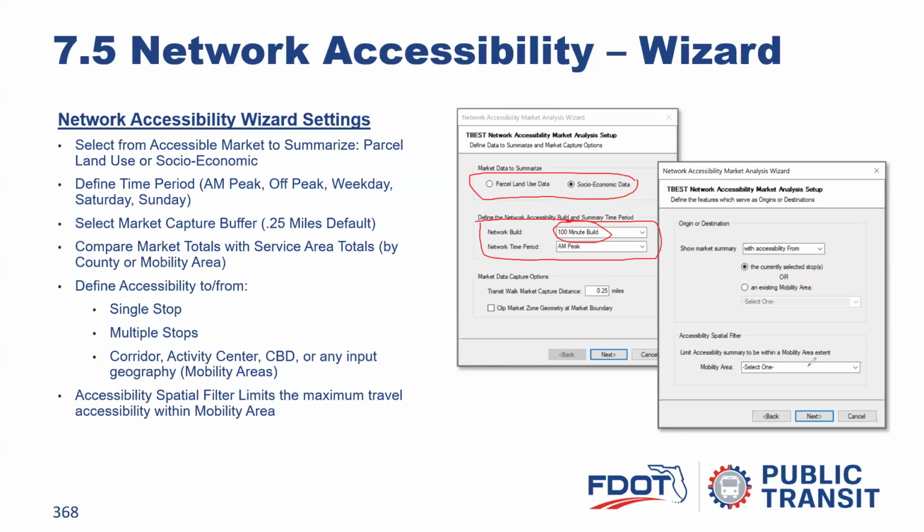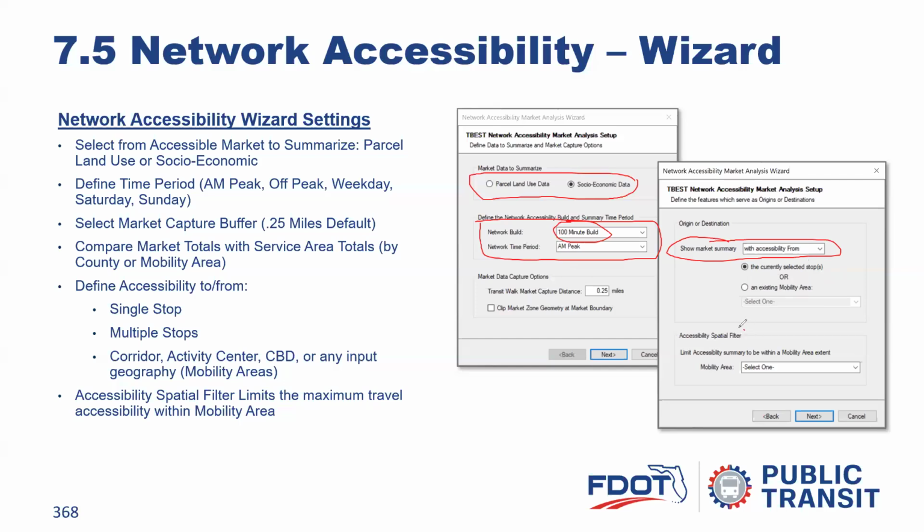Okay, so a couple things here. We can also set up the origin or destination. So you can show the market summary with accessibility from or with accessibility to the currently selected stops or an existing mobility area. So basically it's outflow from a stop in terms of accessibility or what's coming in. You can show the accessibility in either case.